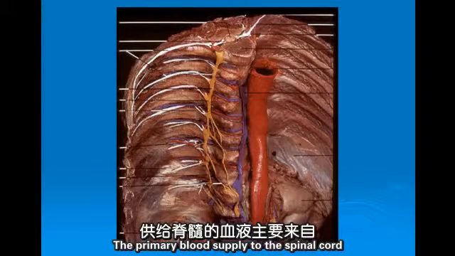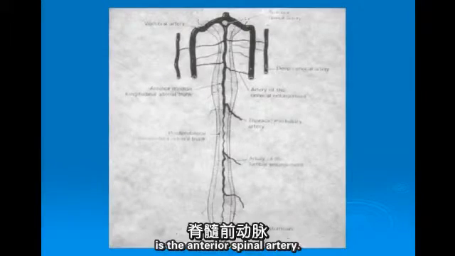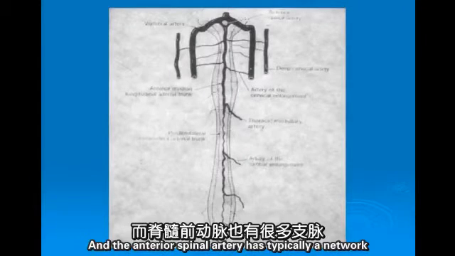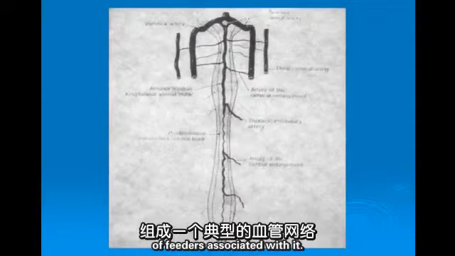The primary blood supply to the spinal cord is the anterior spinal artery. And the anterior spinal artery has typically a network of feeders associated with it.